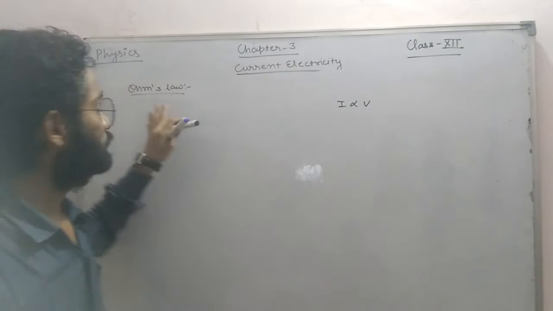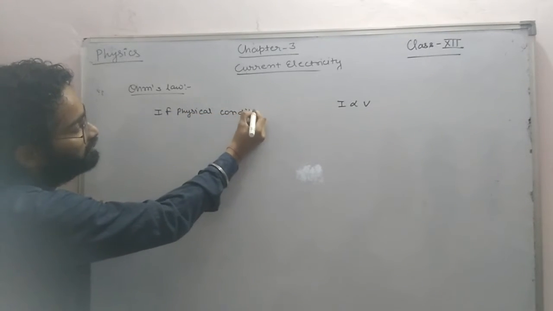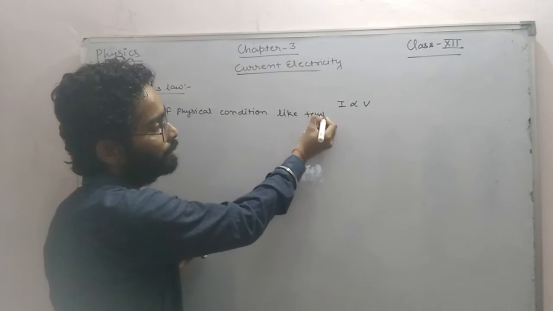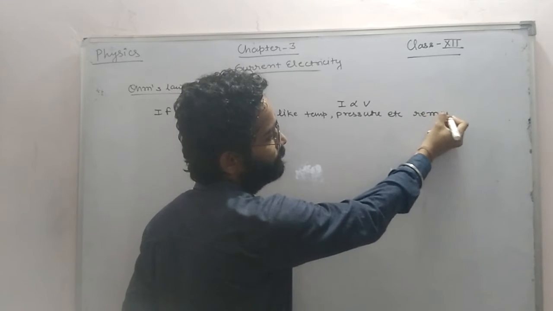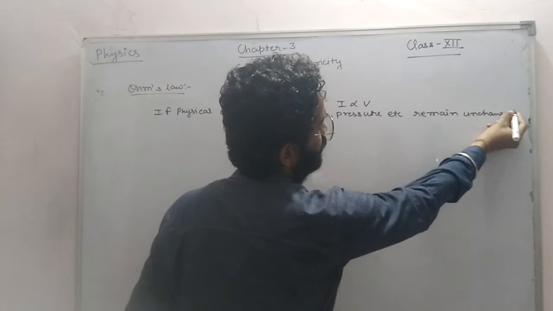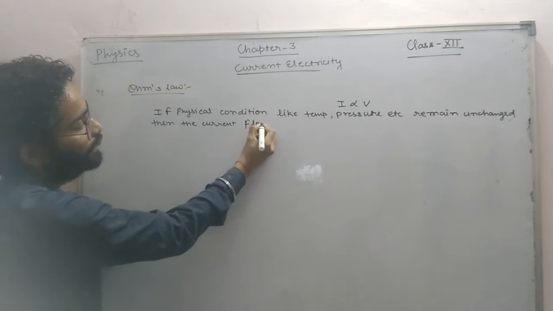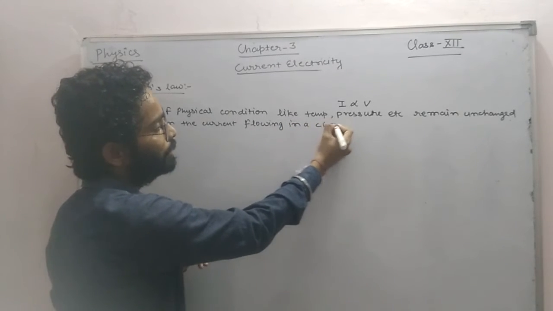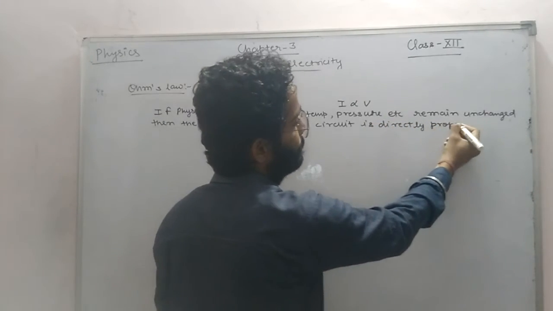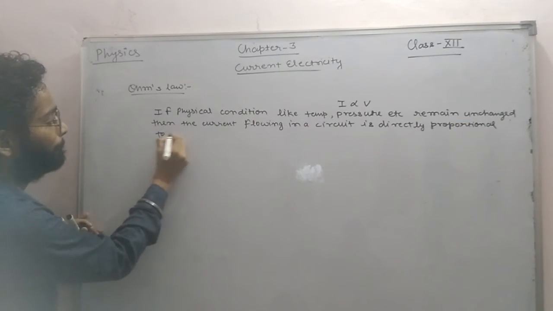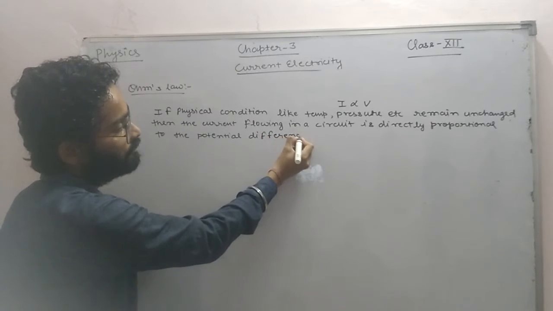What I said is that according to this law, if physical conditions like temperature, pressure, etc. remain unchanged, then the current flowing in a circuit is directly proportional to the potential difference across that circuit.